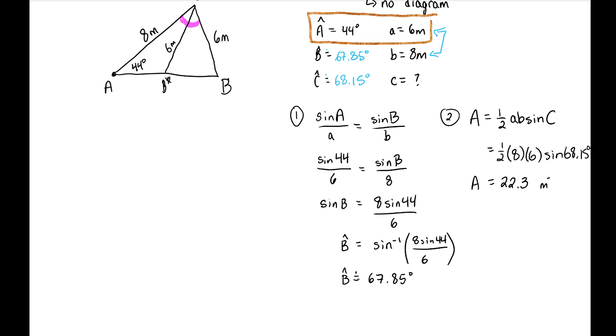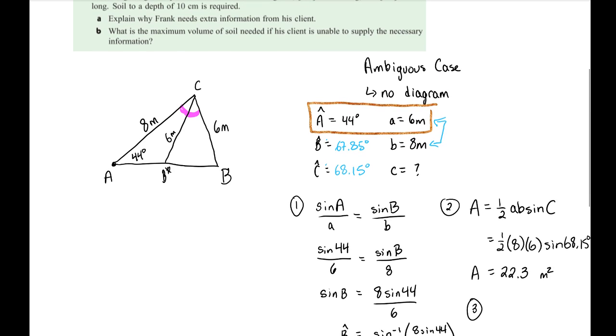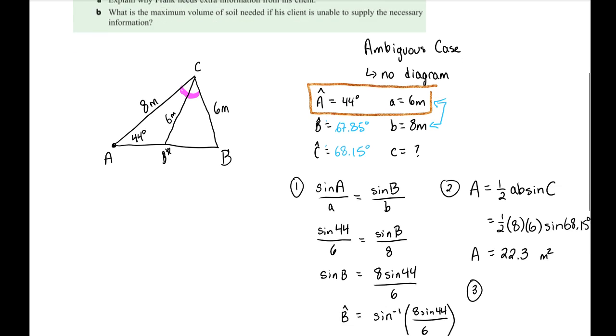What were our units? Meters. Meters squared. Now that's not the end of the problem, because if I scroll back up here, the question asks: what's the maximum volume of soil? That's where the comment about 10 centimeters of depth comes into play. It's not just the area of the garden that's important. There's 10 centimeters of thickness there.